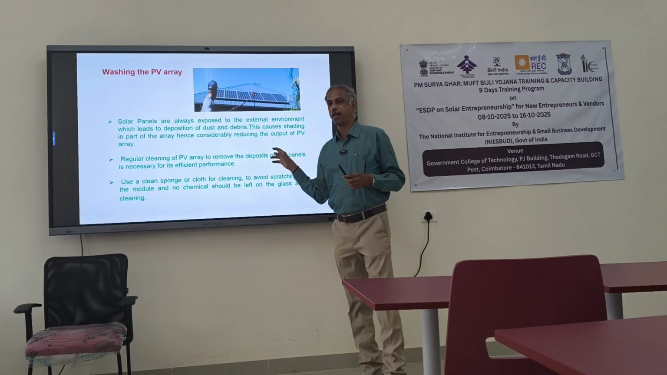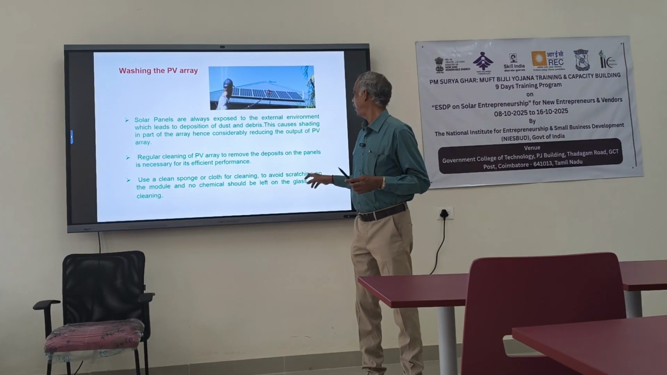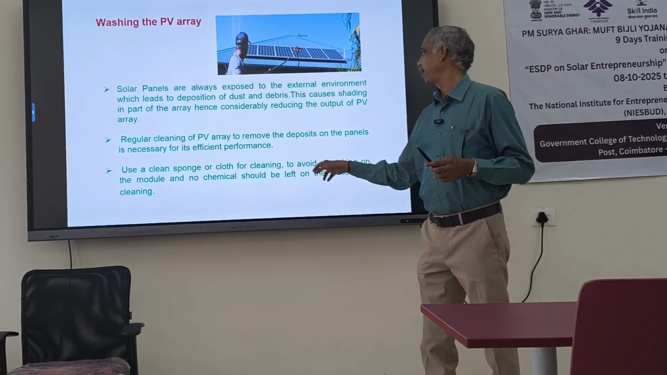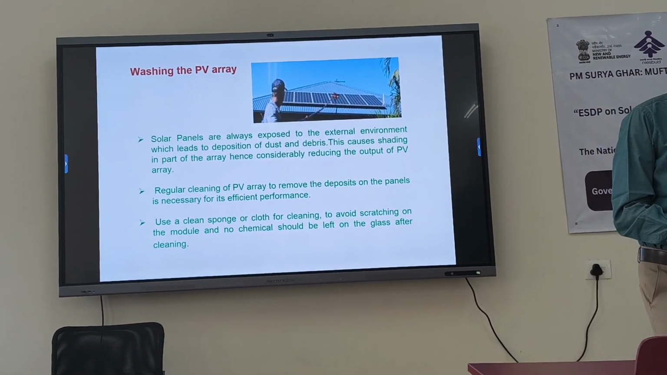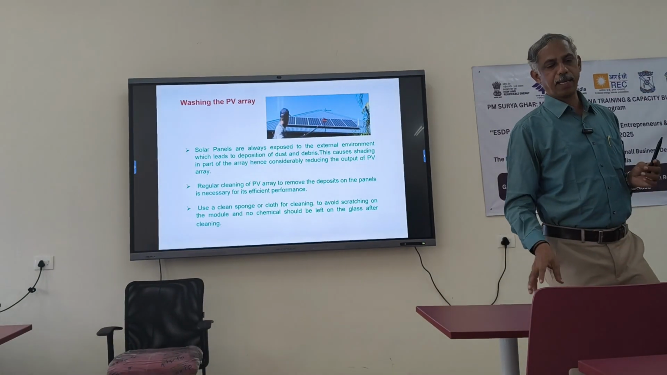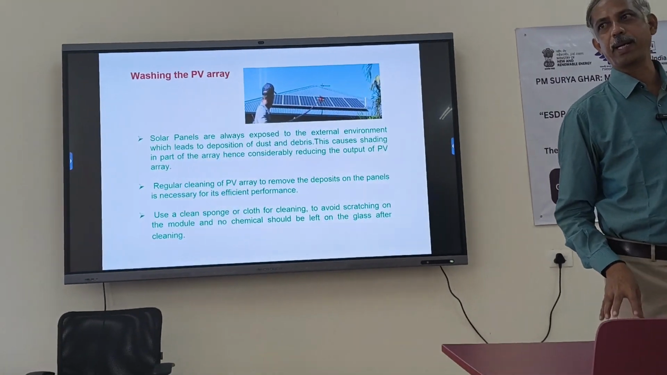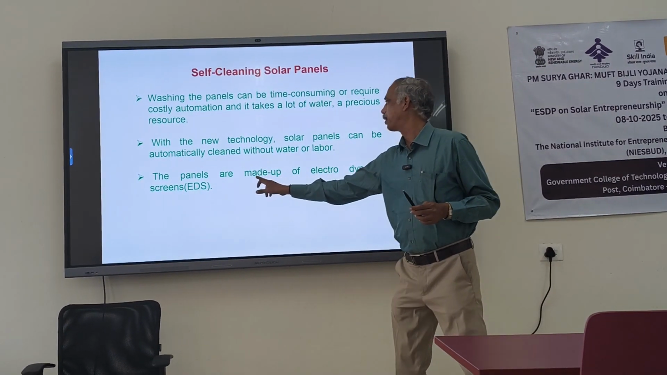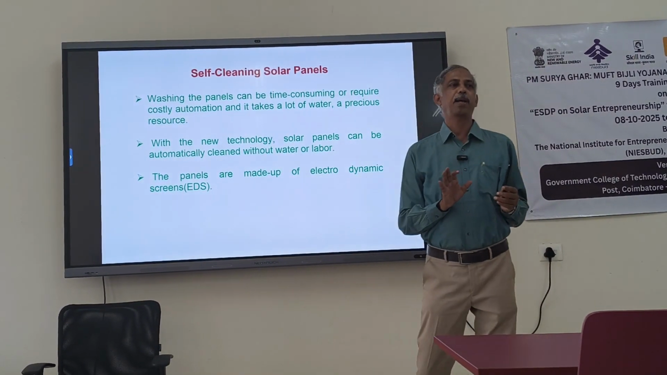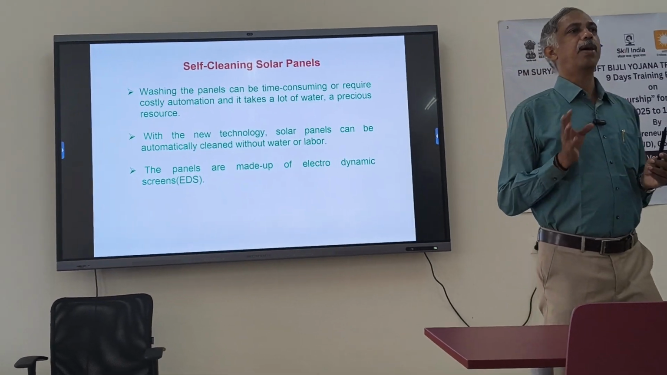Automatic cleaning means there is a technique using smart clear cloth to avoid scratches. While cleaning the panel, there should not be any scratches, because scratches cause damage to solar panels and then you have to change the panel. So there are some techniques where, without manual labor or water, we can have automated cleaning.